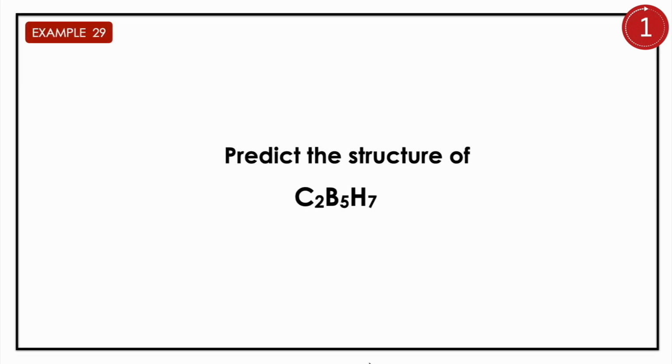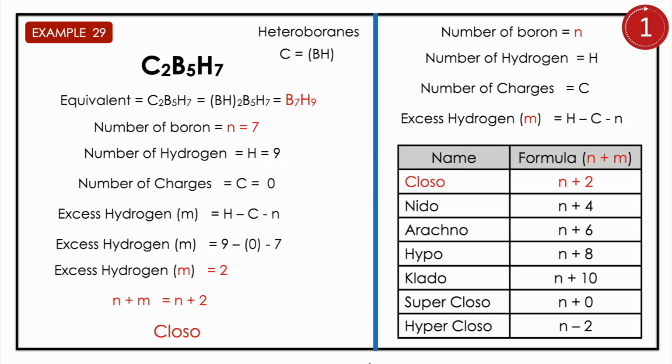Then the next example, here you have C2B5H7. You should find the structure of the molecule using Wade's rule. Here C2B5H7 is given. It is a heteroborane with heteroatom carbon. Carbon means it is a carborane. So we should write the boron equivalent. Carbon is a 3 plus 1 system, so BH. So instead of carbon, you should write BH.